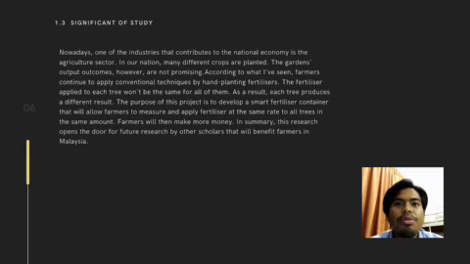The purpose of this project is to develop a smart fertilizer container that will allow farmers to measure and apply fertilizer at the same rate to all trees in the same amount. Farmers will then make more money. In summary, this research opens the door for future research by other scholars that will benefit farmers in Malaysia.